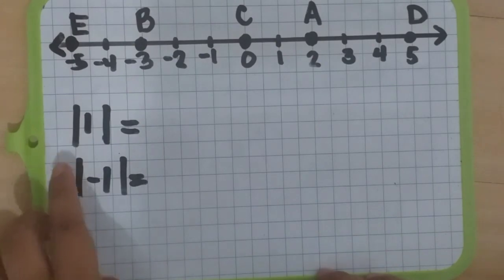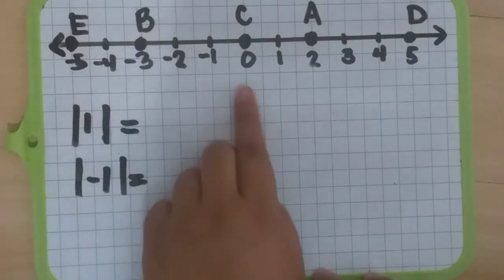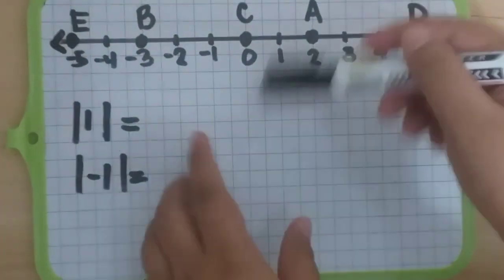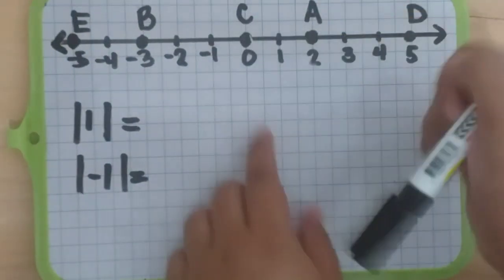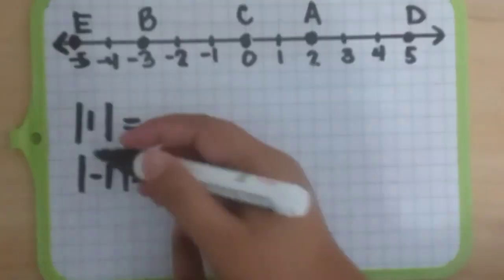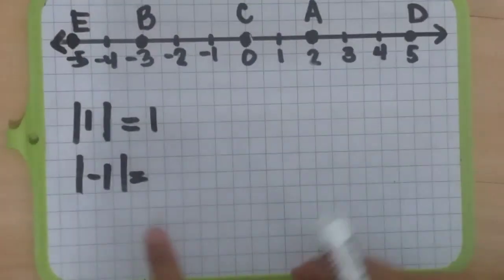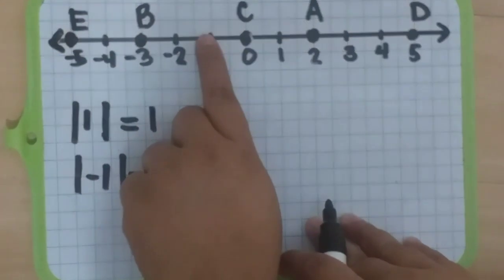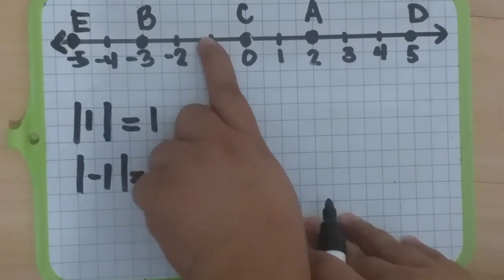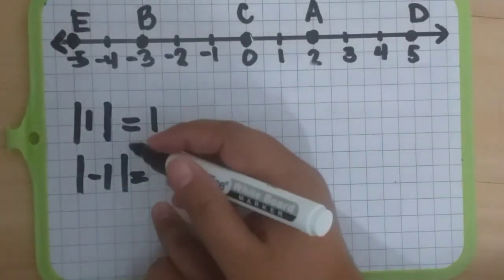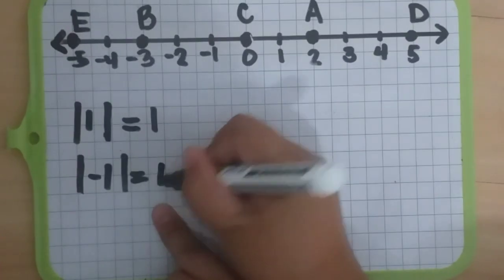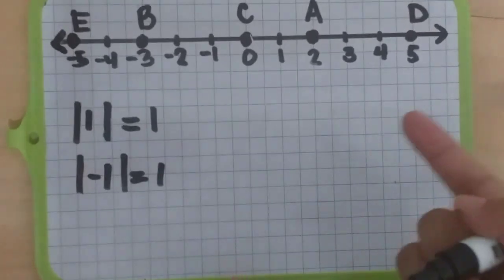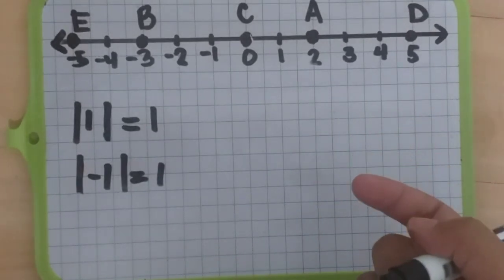Okay, so we have here positive 1. So, from 0, kung ito ang positive 1 natin, we have 1 unit distance from 0. So, ang sagot natin dito ay 1. And then, if we have here negative 1, from 0, isang unit din siya sa ating negative 1. So, again, ang sagot natin dito ay 1. Ang absolute value ay distance ng number mula sa 0.